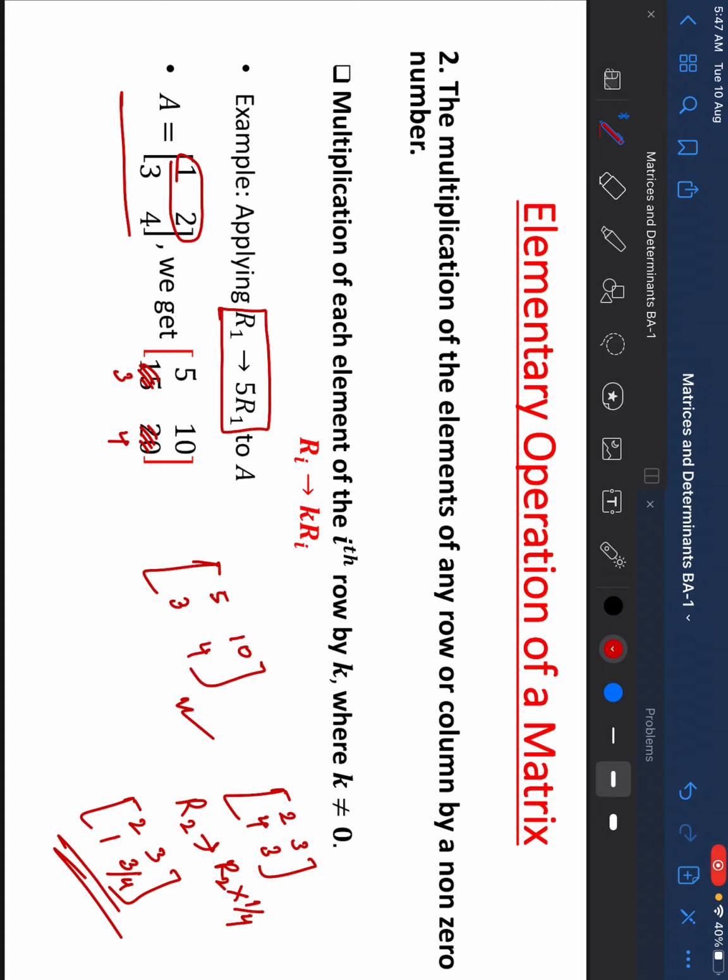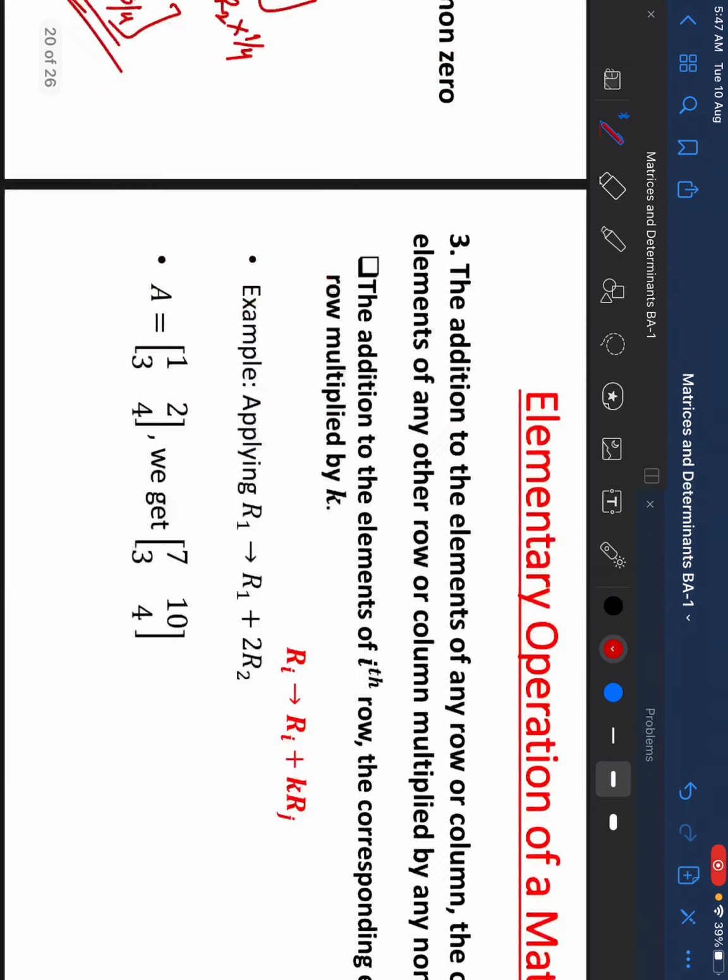By multiplying the elements of any particular row or column with a non-zero constant. Why does it say non-zero? If I multiply with 0, then there is no point in it, because we get 0 0 0 0. The entire thing becomes 0. So we cannot multiply with 0. You have to keep this in mind. We can never multiply with 0. We will always multiply with a non-zero number.